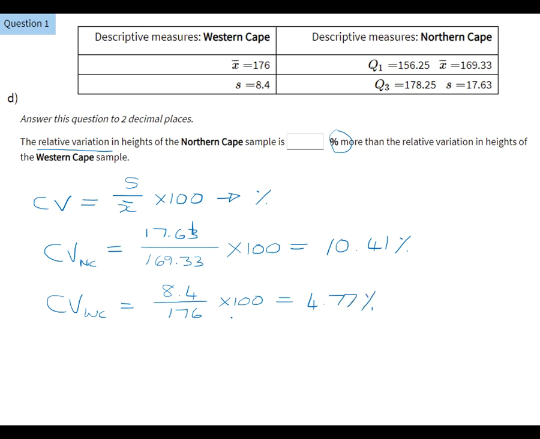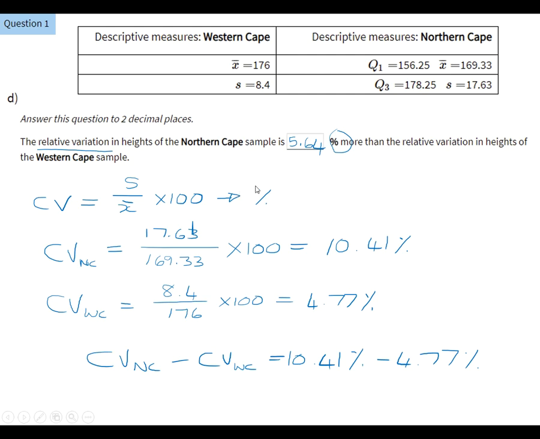And if we look at this question again, we're asking you: the relative variation in heights of the Northern Cape sample is what percentage more than the relative variation in heights of the Western Cape sample. So you just had to calculate the coefficient of variation for the Northern Cape minus the coefficient of variation for the Western Cape, and that would give you 10.41% minus 4.77%, and that answer would be 5.64%.